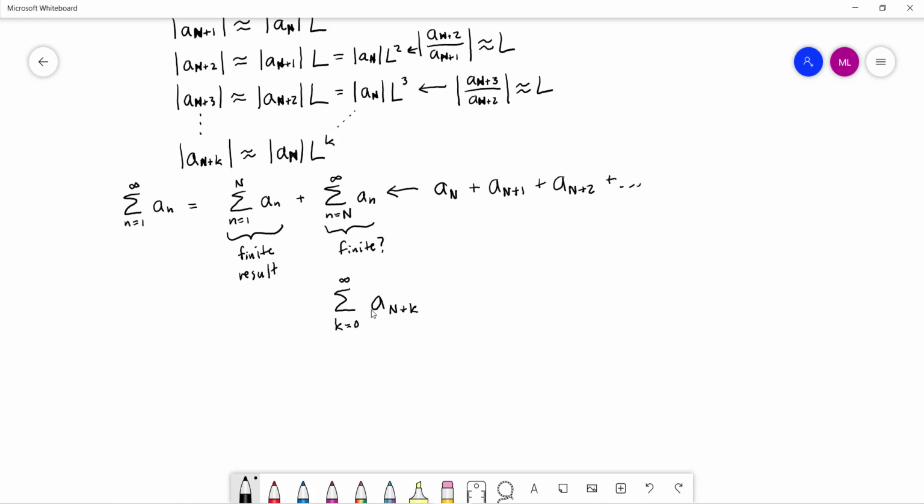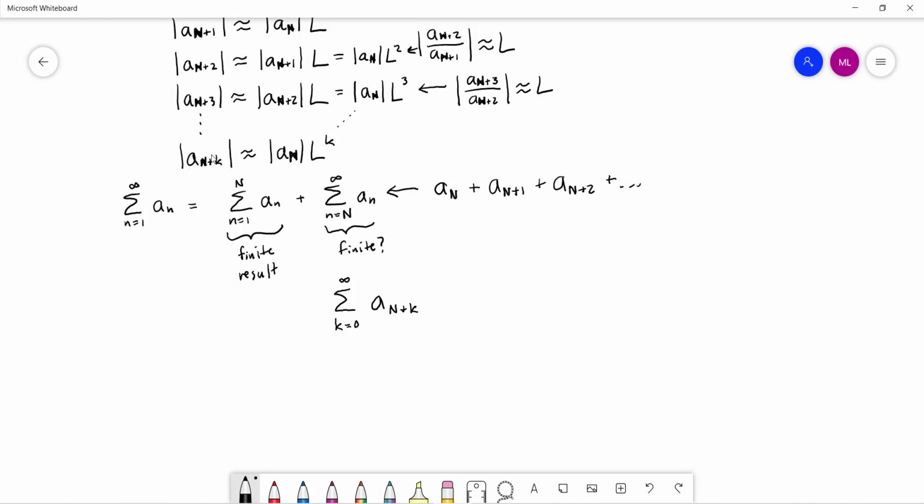Okay, so what do I mean by this? What I'm saying is when I plug in k equals 0, I'm looking at a sub n. That's the same thing that's happening here. When I plug in n equals n, I'm looking at a sub capital N. So this sum here matches this sum here. This sum here looks like the sum of all these terms that we had over here.